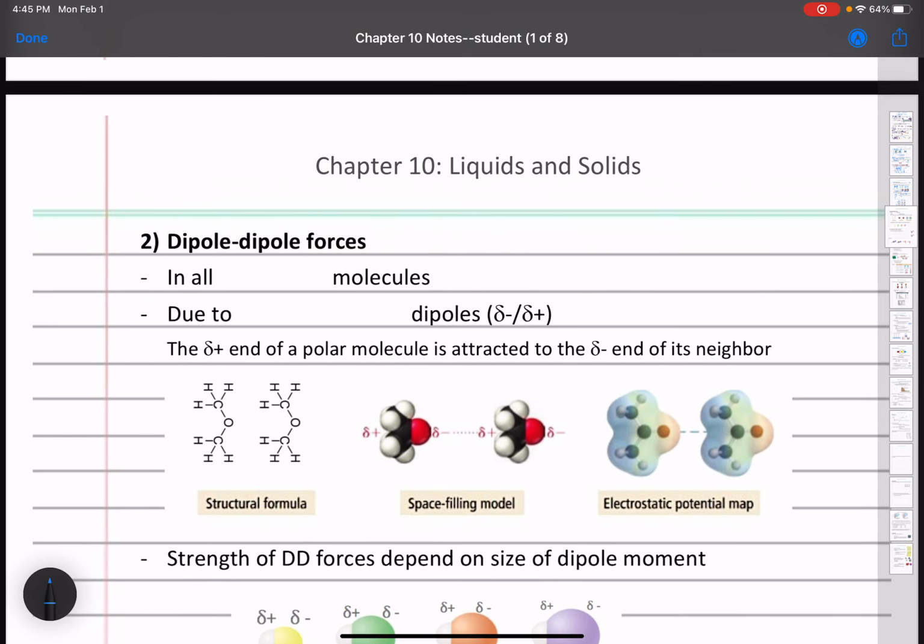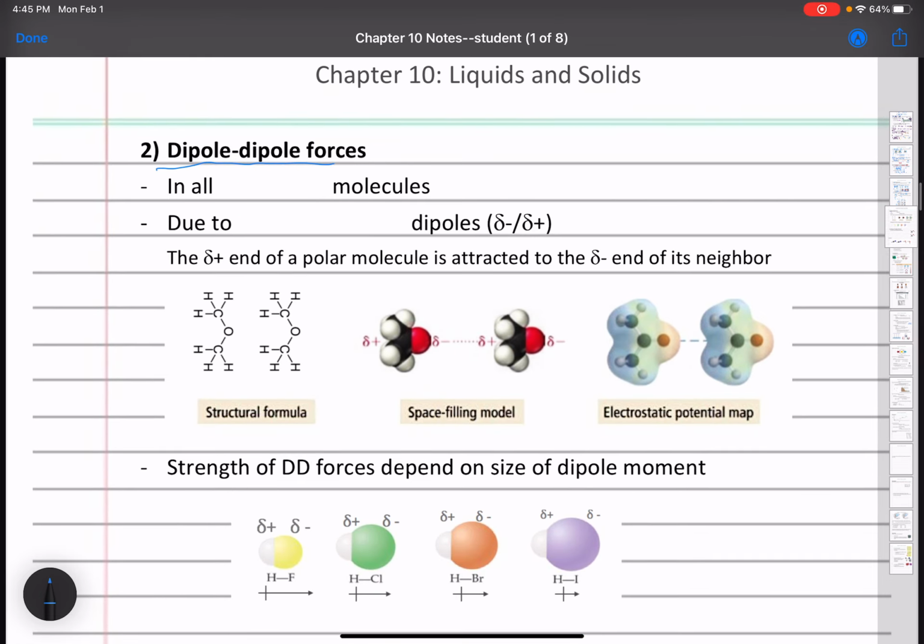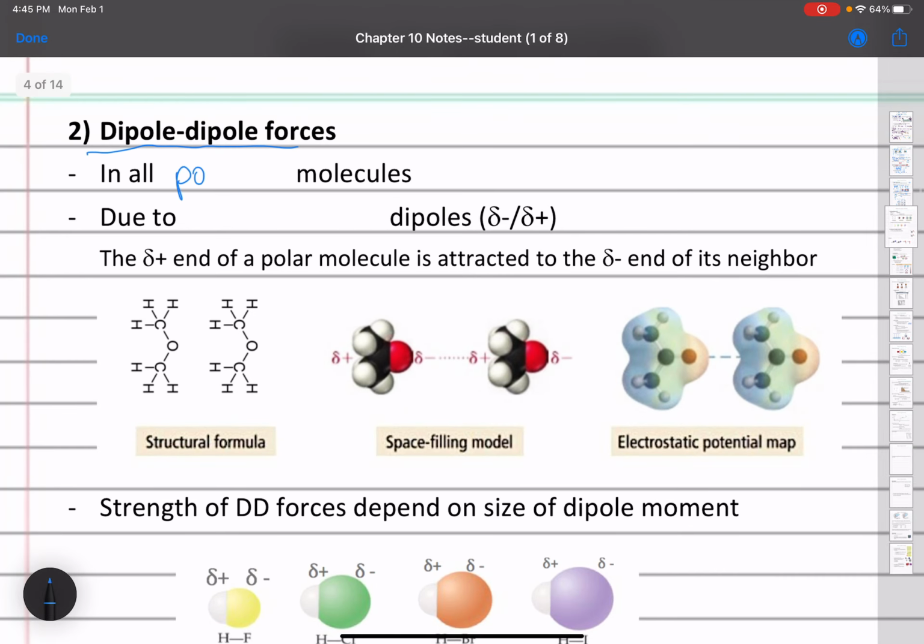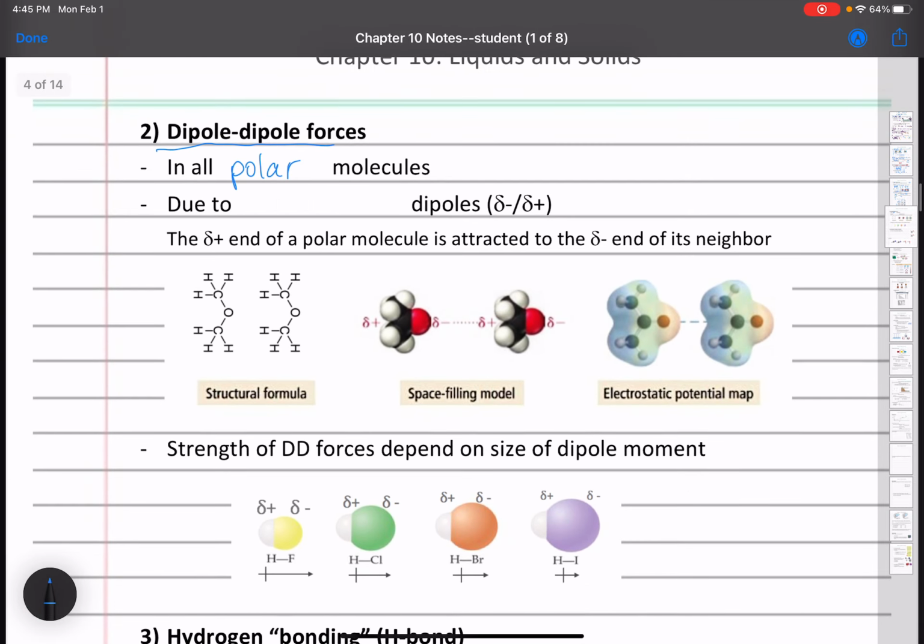Okay, dipole-dipole forces, the second type of van der Waals attraction. These are found in all polar molecules, and they are due to permanent dipoles, so molecules that permanently have a partially positive and partially negative area. Here's an example where here's the structural formula, CH3OCH3. This would be dimethyl ether. And here's the space-filling model version.